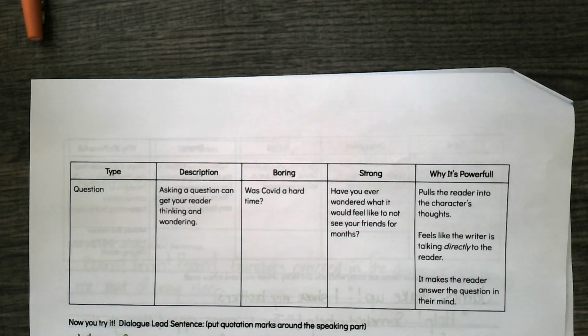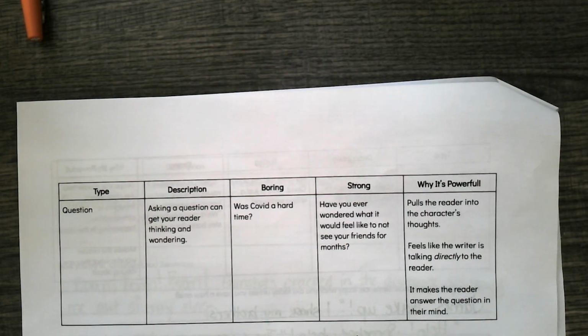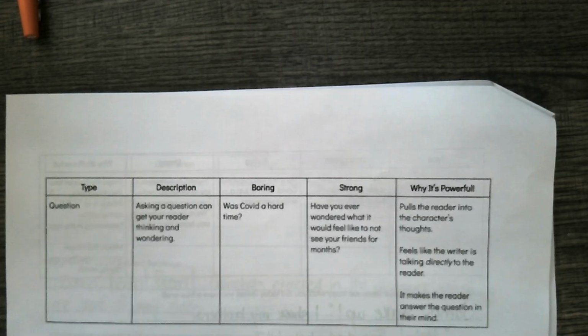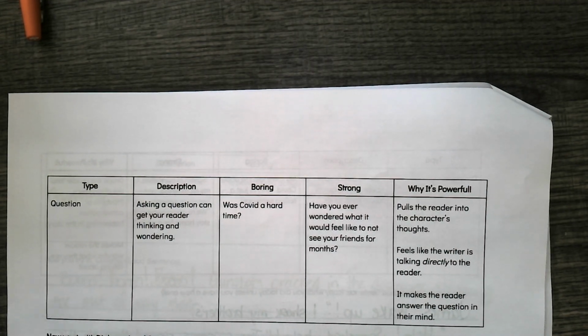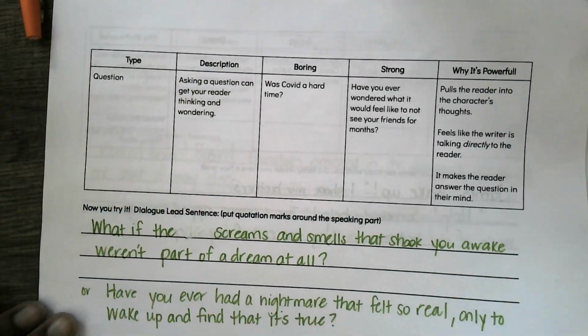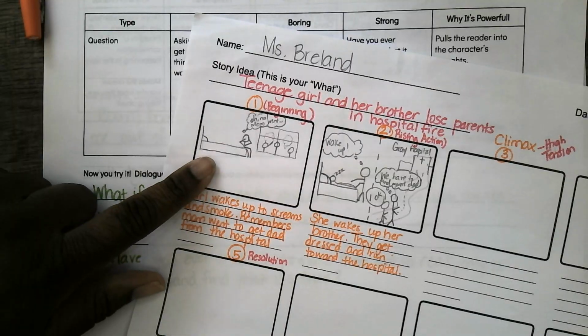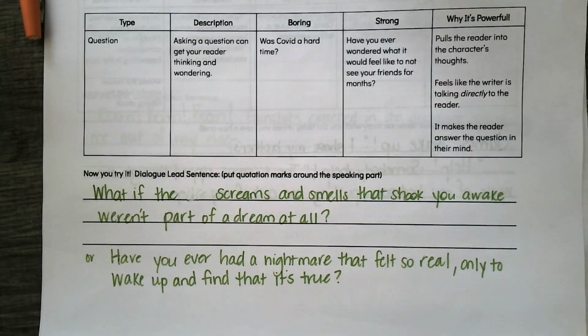Question lead is usually where kids are most comfortable. It is asking the reader a question to get them thinking and wondering, and it's powerful because it pulls the reader right into the character's thoughts, or it makes the reader answer that question in their mind, and it feels like the writer is talking directly to the reader. So that is a very surefire way of hooking the reader, and I have two options that I did with this one.